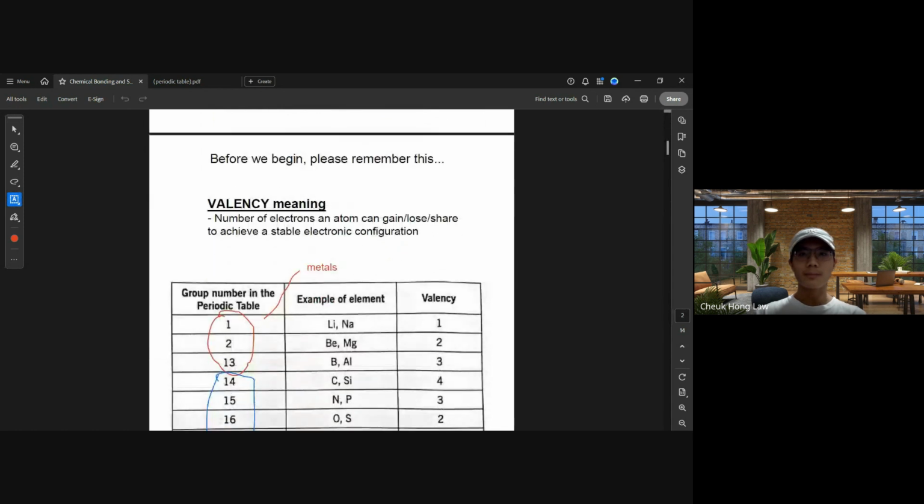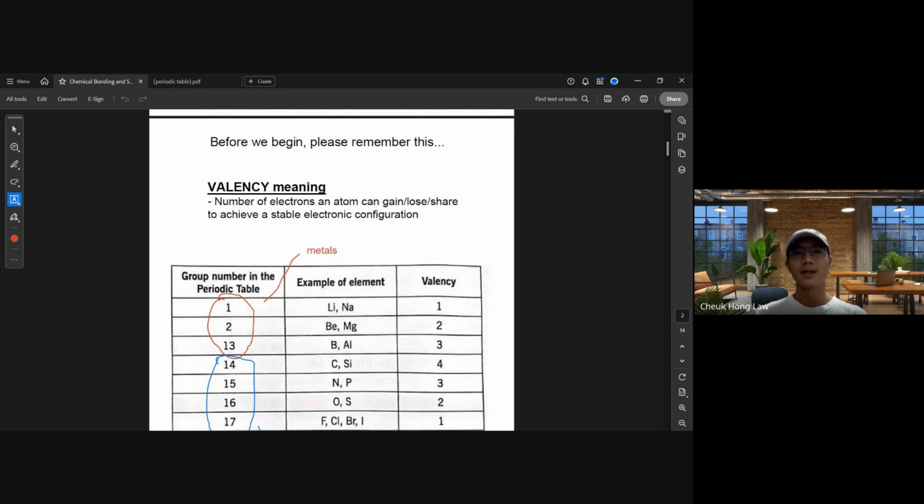So before we begin, I want you guys to remember this term. This term is valency. Valency is the number of electrons an atom can gain, lose, or share in order to achieve a stable electronic configuration. Stable electronic configuration means that the valence shell, the outermost shell, is filled up with electrons. So the first shell is 2 electrons, the second shell is 8 electrons, and the third shell is 8 electrons. That's the stable electronic configuration. So the number of electrons you can gain, lose, or share, that's the valency.